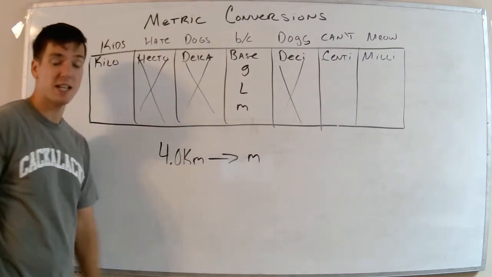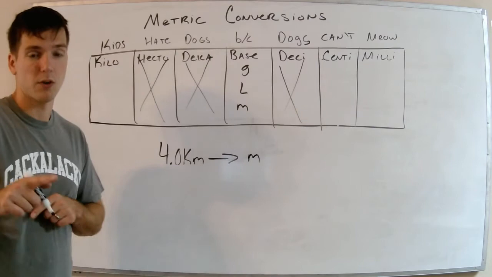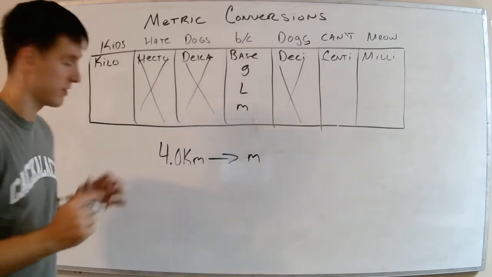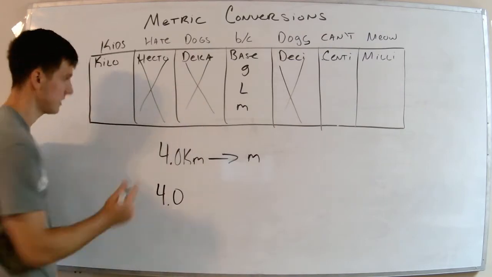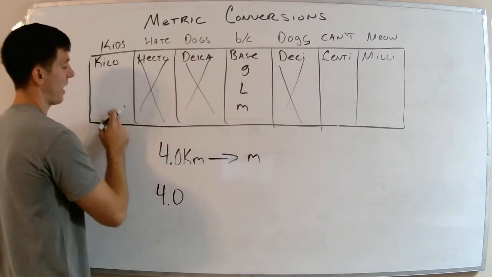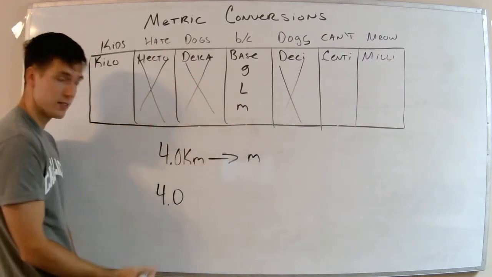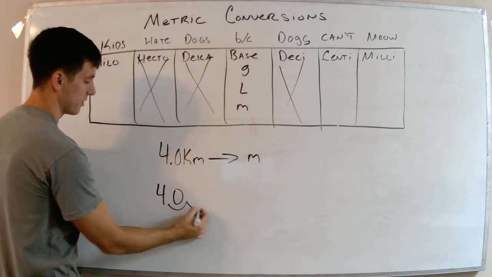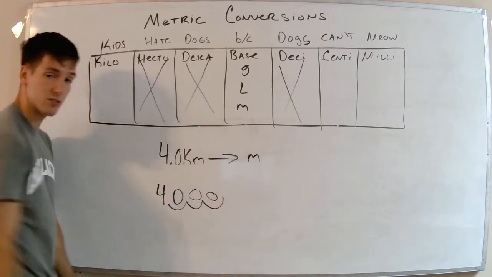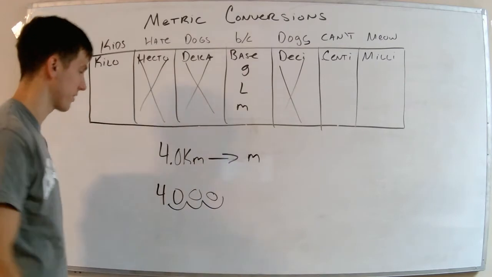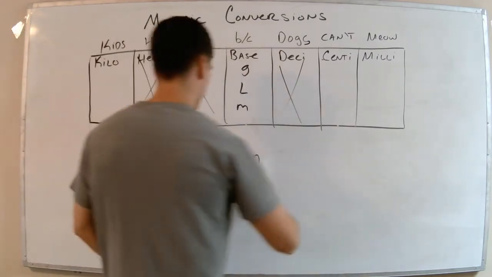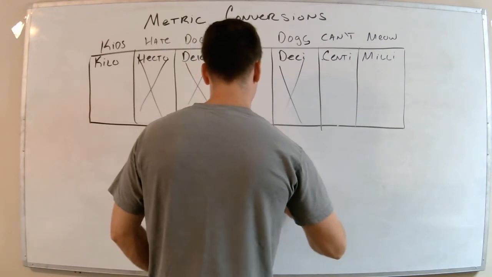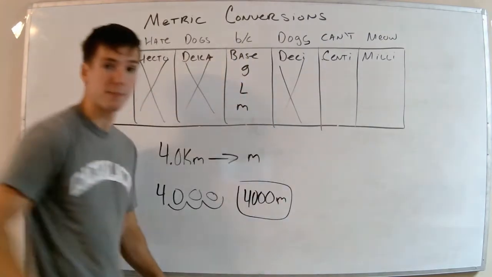Okay, what does that mean? That means we're going to move our decimal 3 hops to the right. Okay, so I have that 4.0, right? From kilo to base, I do 1, 2, 3 to the right. So my decimal is going to go 1, 2, 3 to the right. So now my 4.0 became 4,000. That means that in 4 kilometers, there are 4,000 meters. Okay?